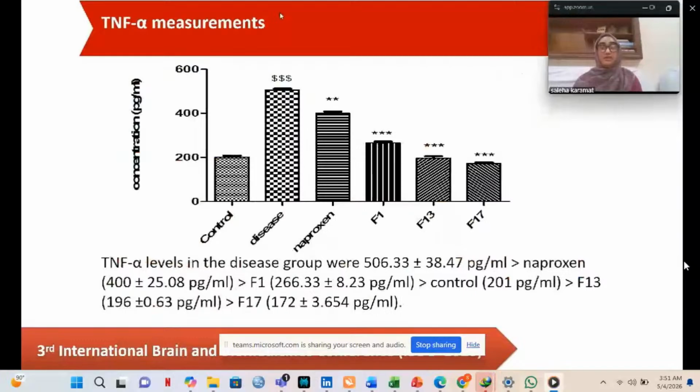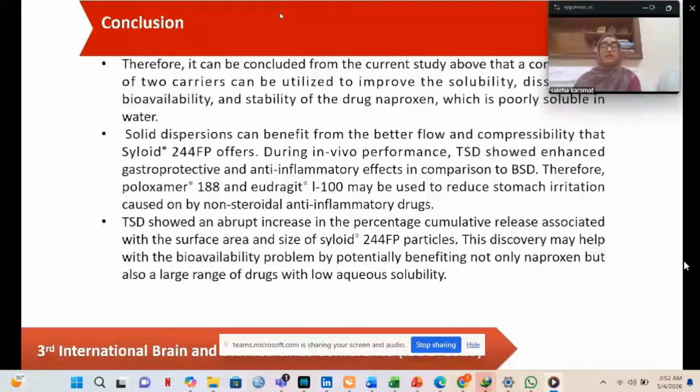In conclusion, I used two carriers to improve the solubility, dissolution rate, and bioavailability of the drug naproxen. TSD, the ternary solid dispersion, shows more enhanced gastroprotective and anti-inflammatory effects as compared to the DSD. So the poloxamer 188 and Eudragit are used to reduce the stomach irritation caused by the NSAIDs.